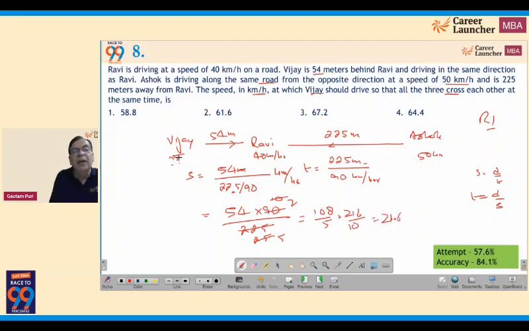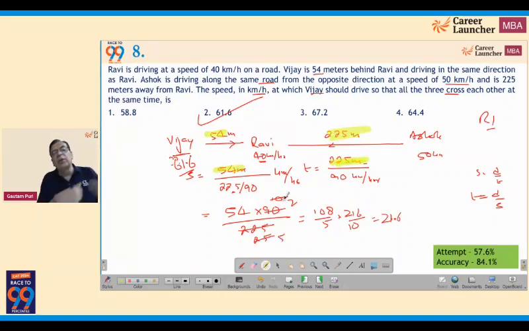So now what does that mean? Speed of Vijay should be 21.6 kilometers more than Ravi. So 61.6 should be the answer. And what have I done? I have used a very chota jugaad. I said, don't worry about the units, because after all, the same units will come on the other side also and will get cancelled out. This was a round one question for me, including that chotu jugaad of calculation. There's a calculation jugaad that I would want you to remember.